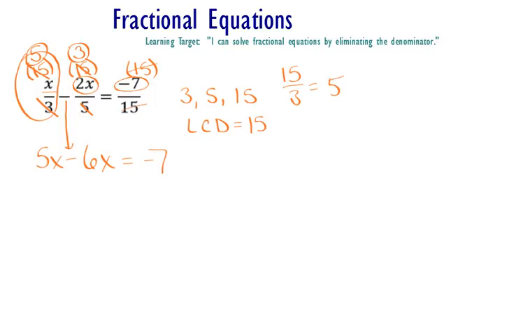And now this becomes a really easy problem. You combine like terms. This is negative 1x equals negative 7. Divide by negative 1, and x equals positive 7.